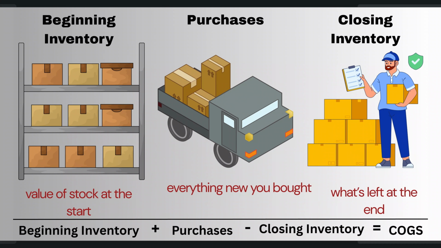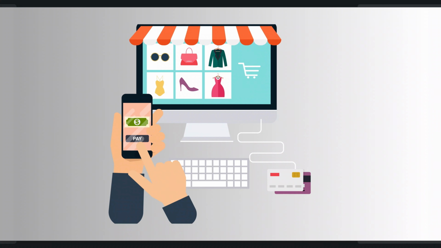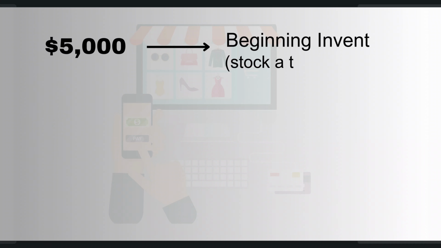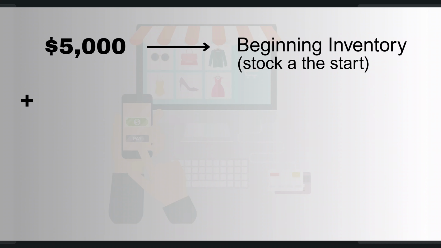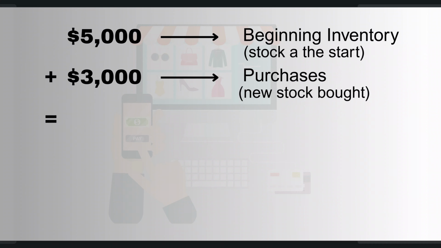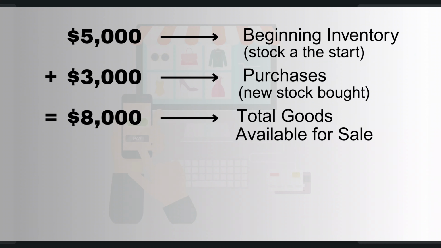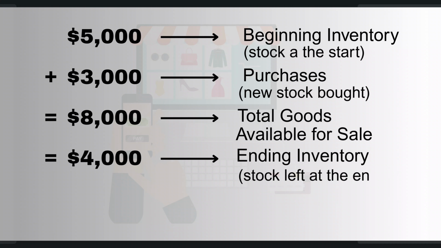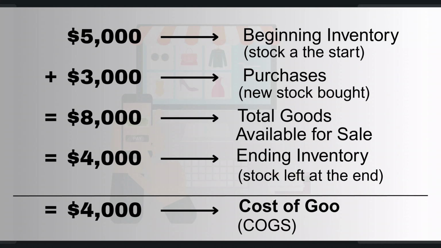Let's use an example. Imagine you own a small online boutique. At the beginning of the month, you had $5,000 worth of products in stock. During the month, you bought another $3,000 worth from suppliers. That means you had a total of $8,000 of product available to sell. At the end of the month, you check and find $4,000 left on your shelves. That means the other $4,000 must have been sold, and that $4,000 is your cost of goods sold.